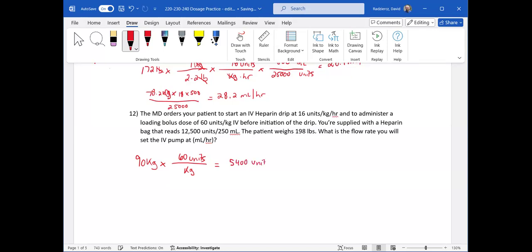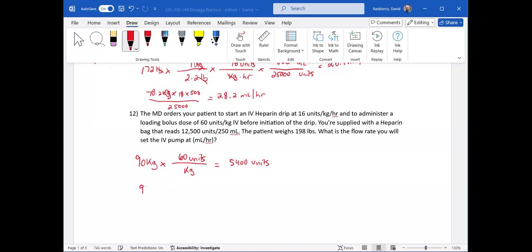Now, typically your bolus dose, at least for heparin, with the standard heparin protocol, is 1,000 units per milliliter. So if you were to convert it to milliliters, you would first need that information to be listed. You can't assume that it's 1,000 units per milliliter all the time. And then you would get 5.4 milliliters if you were to do that.